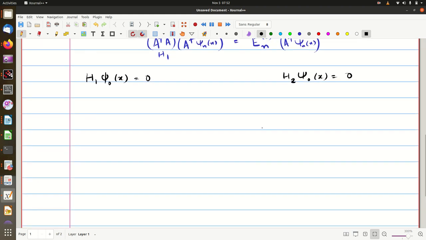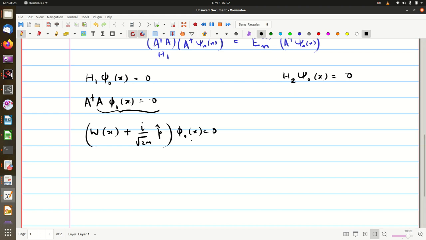So now let us look at H1. H1 is nothing but A dagger A acting on phi naught of x, which should give 0. So that means basically A times phi naught of x equal to 0. A is nothing but W of x plus i upon root 2m p cap acting on phi naught of x equal to 0. Now this p cap is nothing but minus i h cross d by dx. So i into i will give you i squared, and i squared is minus 1, minus or minus will become plus. So you have basically W of x plus h cross upon root 2m d by dx acting on phi naught of x equal to 0.